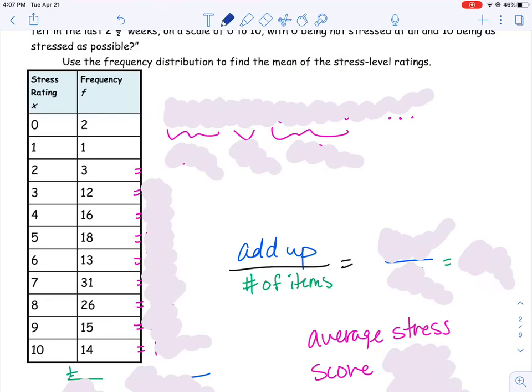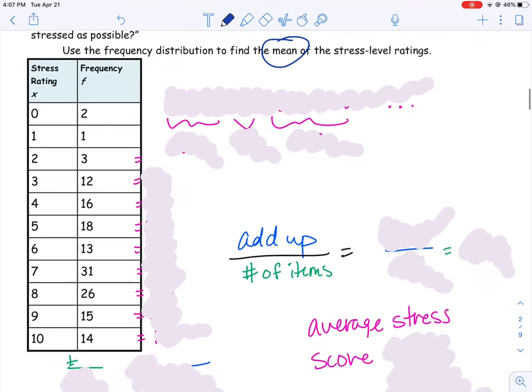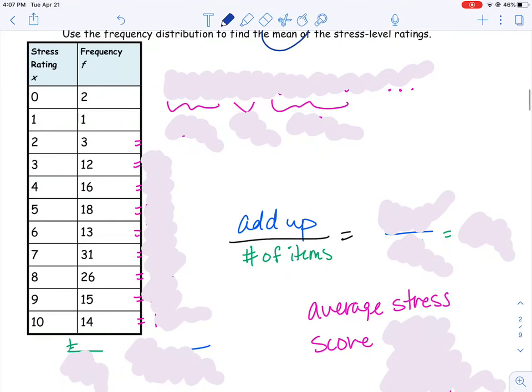Now, using this frequency distribution chart, can you find me the mean or the average stress level rating? Remember, mean means that we're going to add up all of our data items and divide by however many items we have. It's a little more complicated when they don't clearly give us the data items and give it to us in a frequency distribution chart instead.